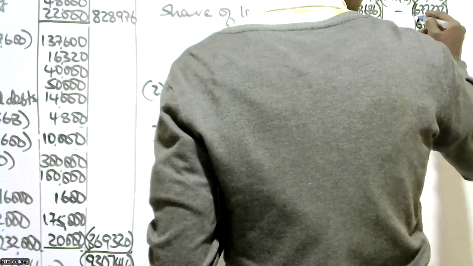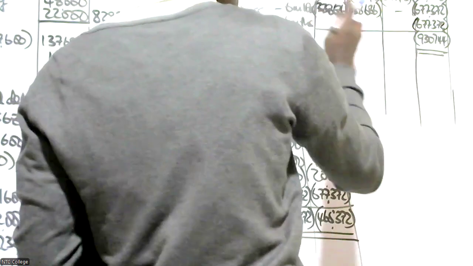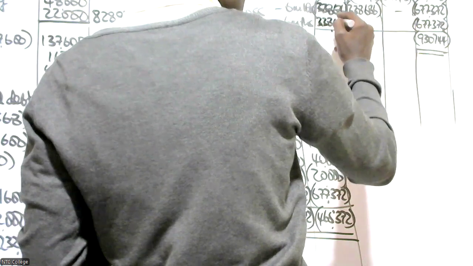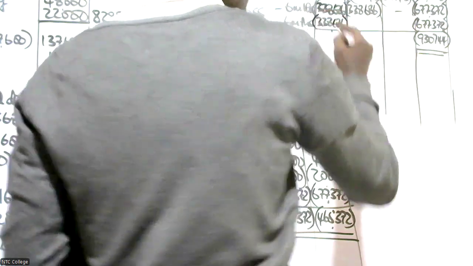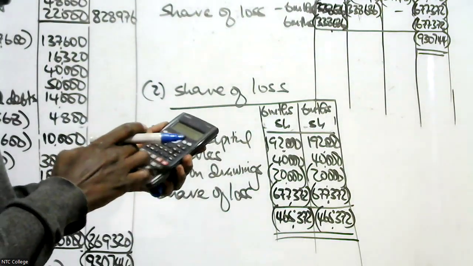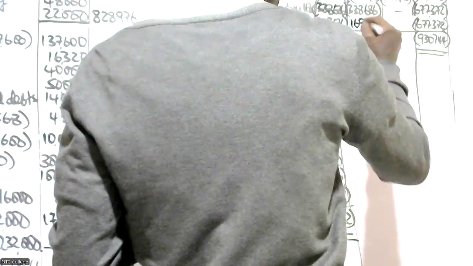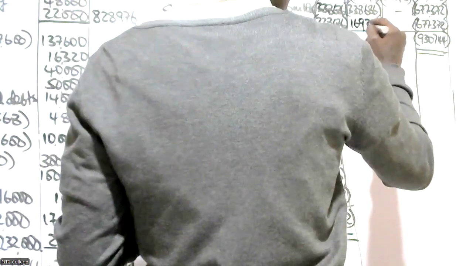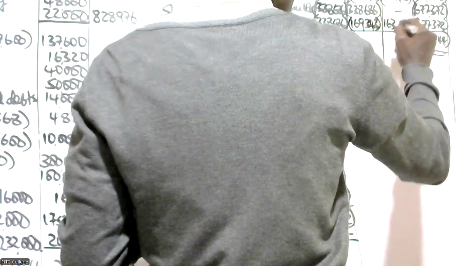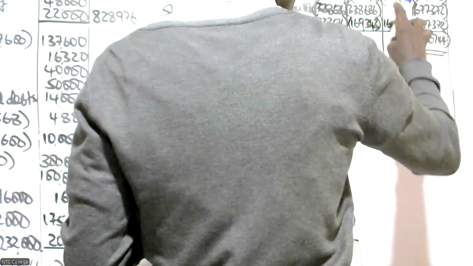Baraka will still get half, 338,686 negative. But the others will get a quarter of that. This will be 169,343 negative, 169,343.